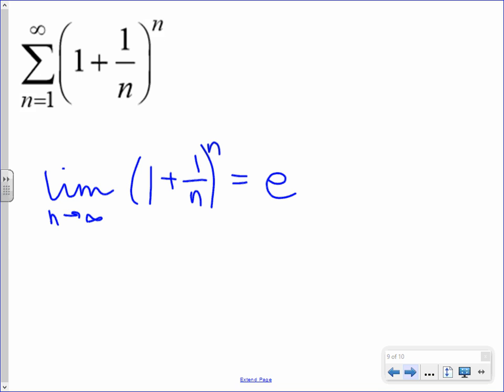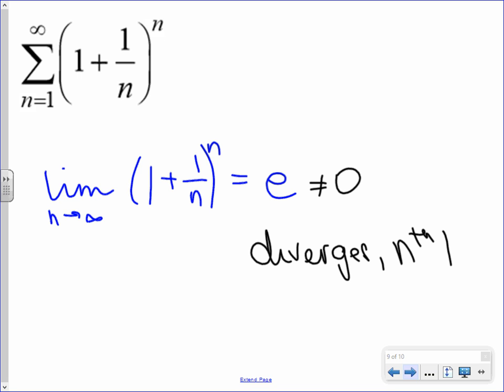Haven't we talked about this many times? Yes, we have. You would have to do L'Hopital's rule, but we've done L'Hopital's rule on this enough that you can recognize this as e, which is not 0. Now, if you don't recognize it as e, you just do L'Hopital's rule with a funky natural log.